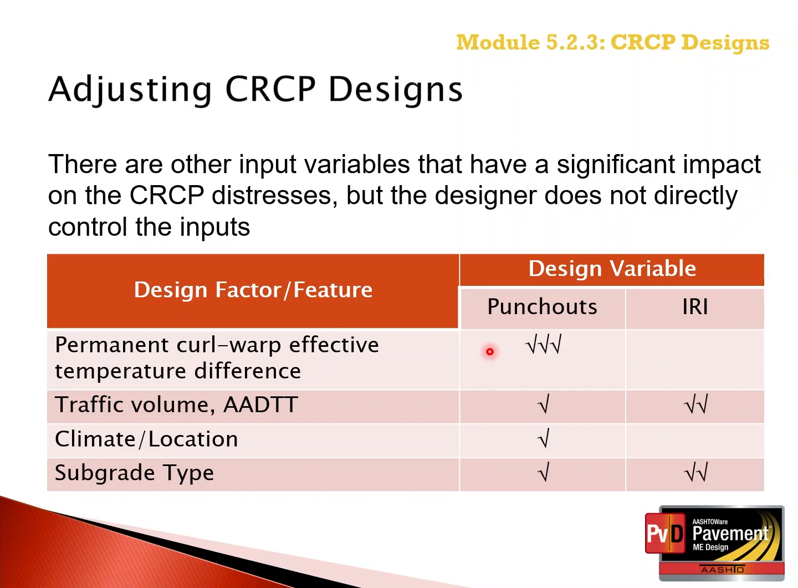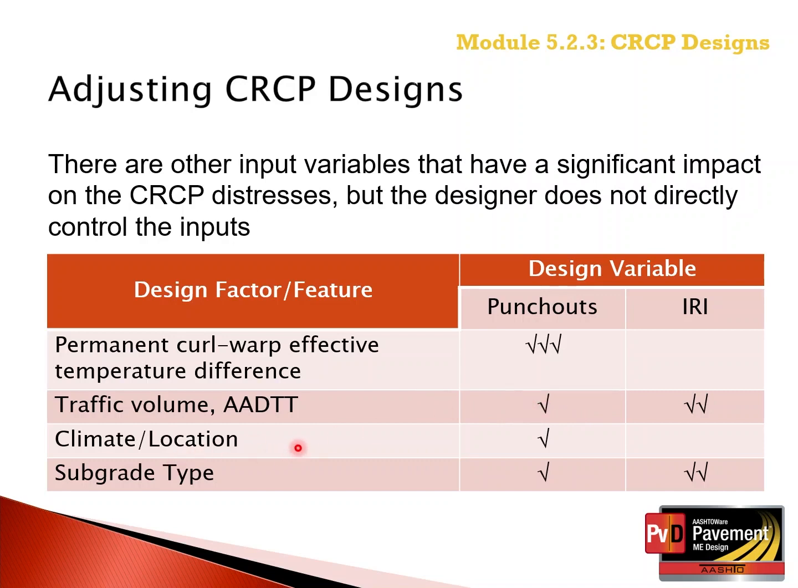Traffic volume is not controllable by the designer unless the designer is adding lanes to the project. However, traffic volume has a significant impact on the number of punch-outs. This should be 3 check marks rather than 1.